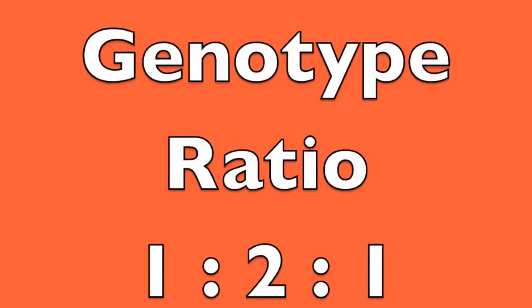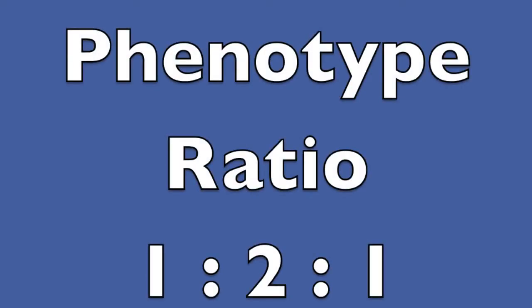The genotype ratio would be 1 to 2 to 1, and the phenotype ratio is 1 to 2 to 1 as well. Here's an example. Here are our recessive and dominant phenotypes from our last video. With incomplete dominance, there's an extra player, a new phenotype, which is somehow a blend of dominant and recessive.